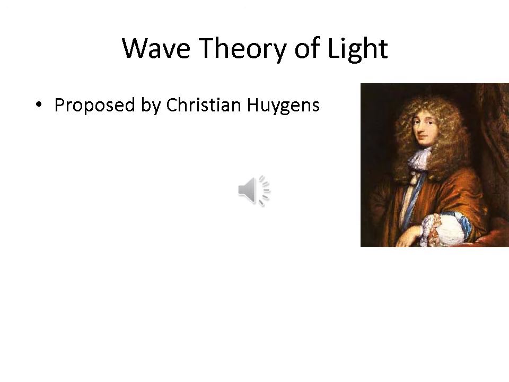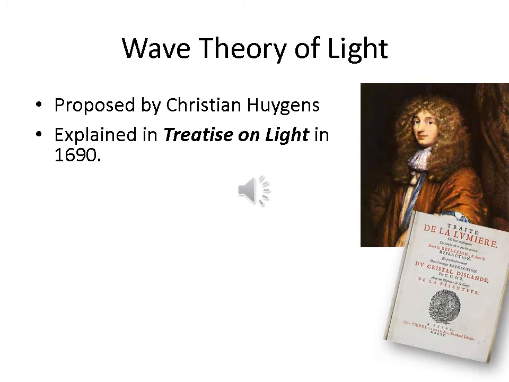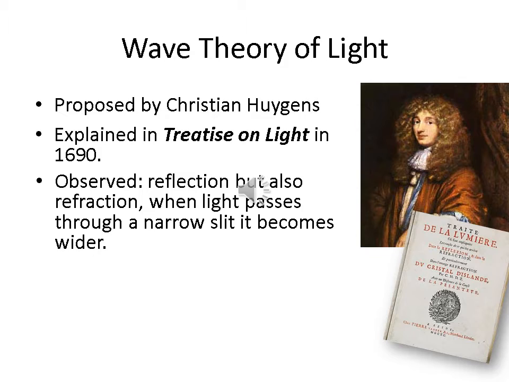Next, Dr. Weil talked about the wave theory of light. The wave theory of light was proposed by a Dutchman named Christian Huygens. He explained his theory of light in his book entitled The Treatise on Light in 1690. So he was a little bit earlier than Sir Isaac Newton. They worked independently, though. He based his theory on several observations.